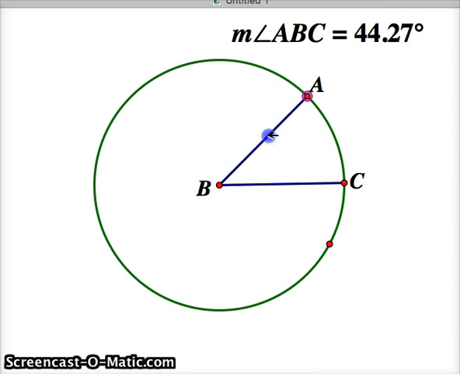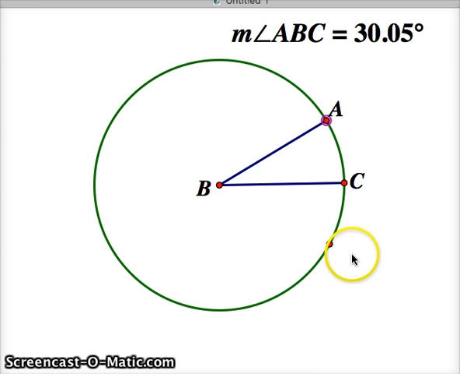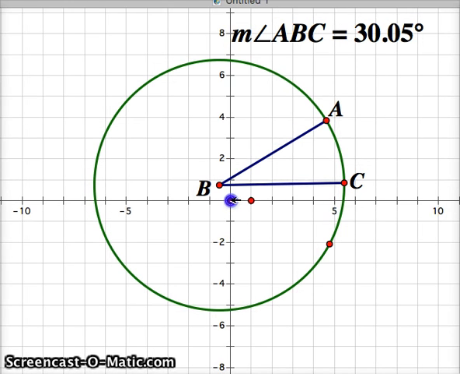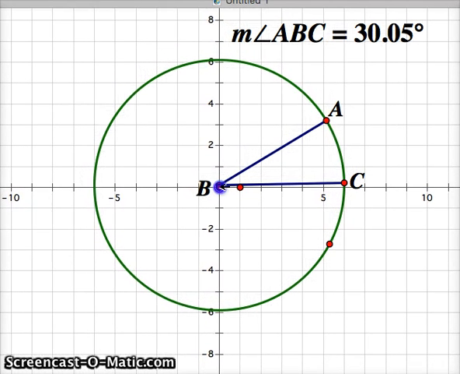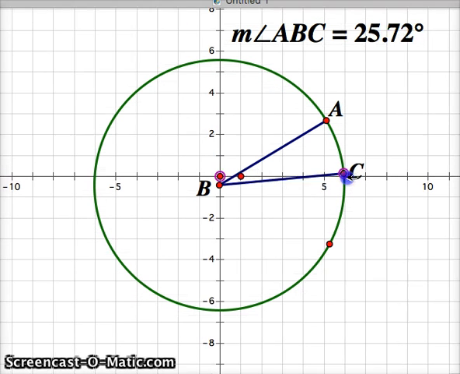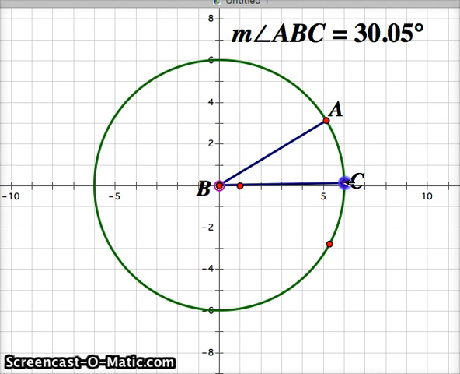But here we go. We know 90, right? All right, so there you go. There's a good little picture of a circle and an angle. Now what I'm going to do is put a grid on top of the circle, and let me just move C out of the way for a second. It didn't work out like I wanted it to.